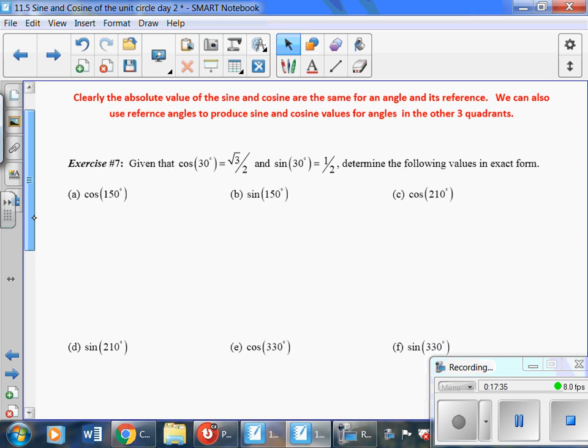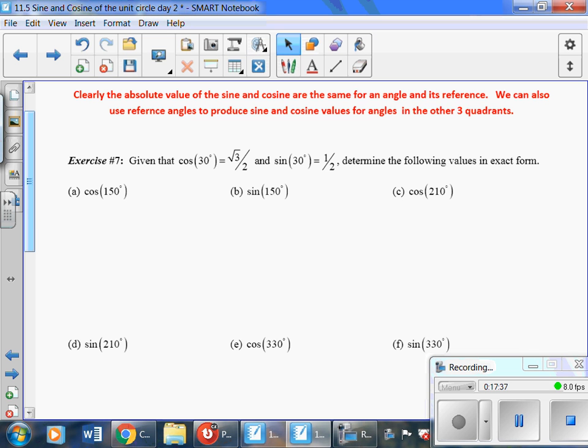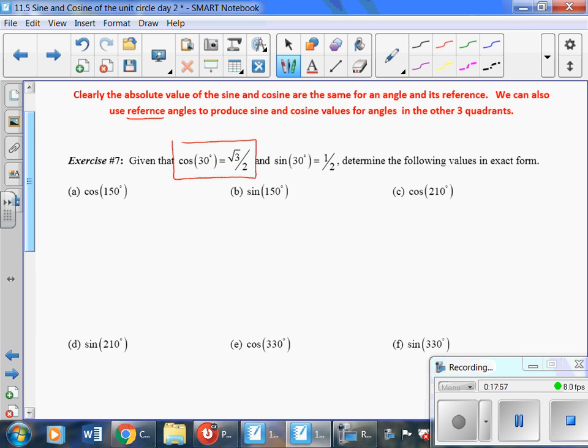So clearly, the absolute value of the sine and cosine are the same for an angle and its reference. We can also use reference angles, and I apologize, there's a typo right here. Use reference angles to produce sine and cosine values for angles in the other three quadrants, just like we did in the last exercise. So they're telling us here that the cosine of 30 is radical 3 over 2, and the sine of 30 is 1/2. This is the one I keep telling you. I always remember this one, and the other ones fall into place.